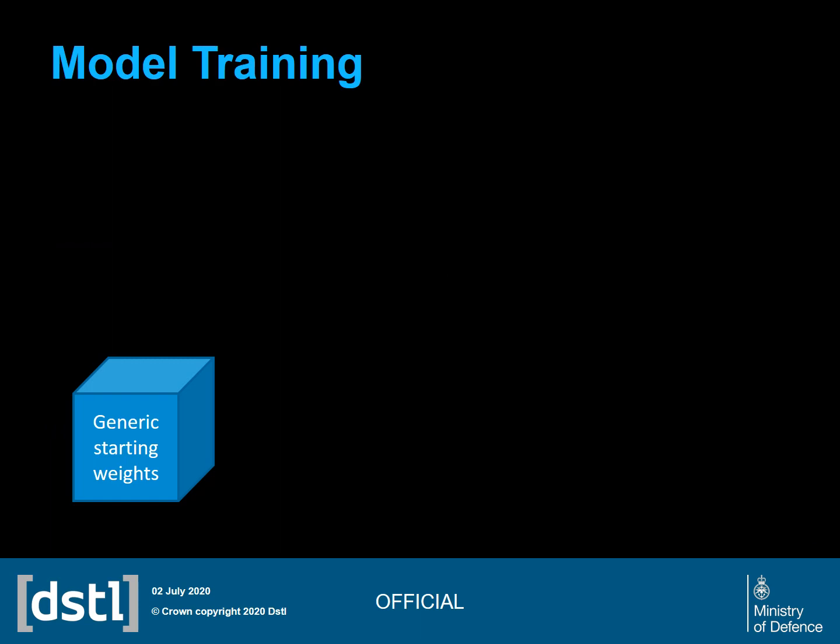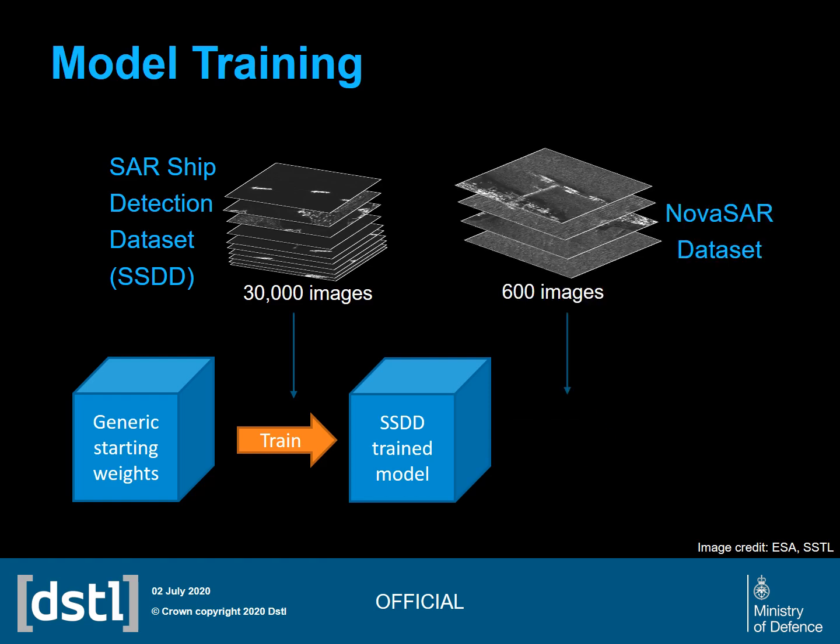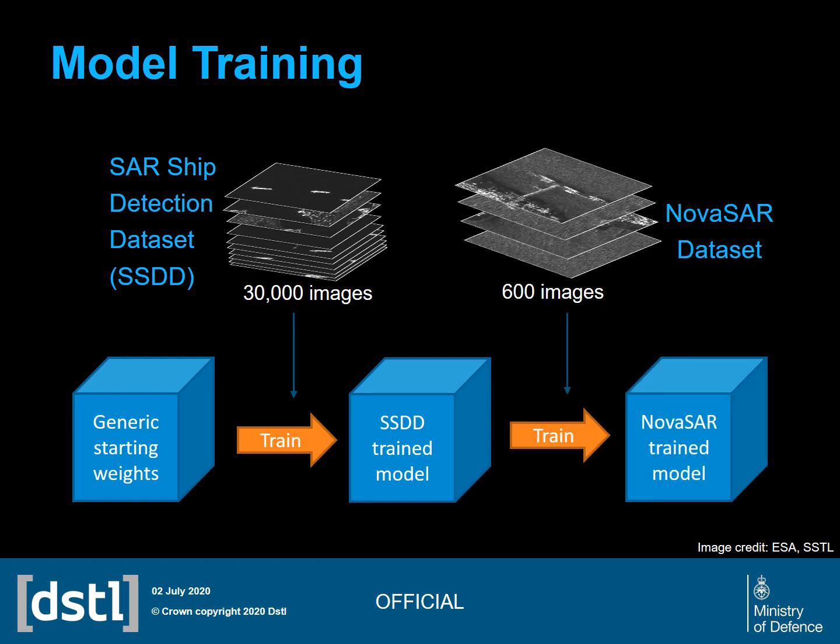So in order to train the model, we first started with the generic ResNet starting weights, and trained on the 30,000 images found in the training portion of the SAR ship detection dataset to produce the SSDD trained model. The NovaSAR dataset was then incorporated, training on the 600 images from the training split to produce the NovaSAR trained model.